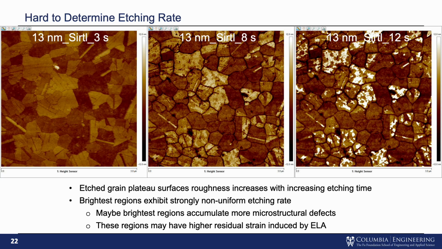These high contrast areas do not change in a simple linear way with time. Instead, they develop high local peaks and roughness much faster than the surrounding regions. One possible explanation is that these brightest regions may contain more microstructural defects, or another possibility is that they may carry higher residual strain introduced by excimer laser annealing. Either way, both effects will locally accelerate the chemical reaction and create strong spatial variation in etching response.